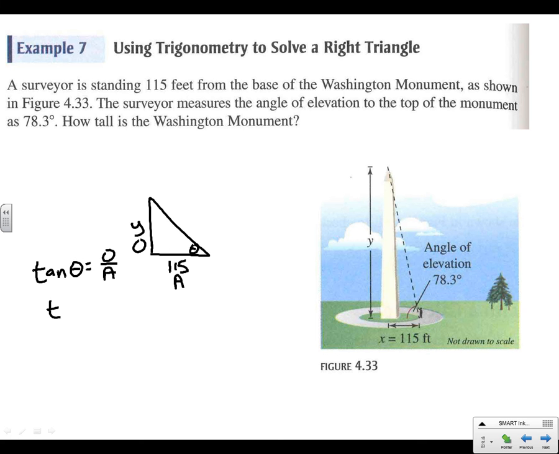Tangent theta is opposite over adjacent. So we're going to plug in what we know. We know it's 78.3 degrees, and we know that it's y over 115. So to plug this in, we're going to say tangent of 78.3 times 115. And what we end up with is 555.314 for y.